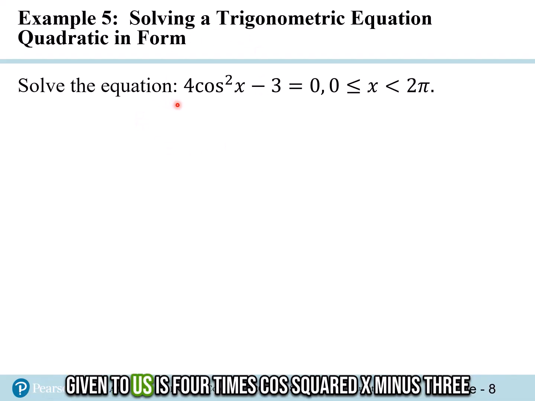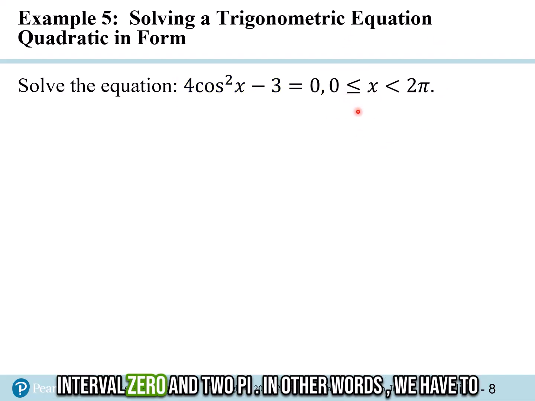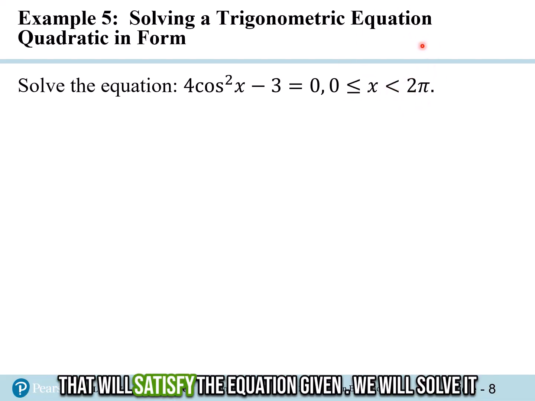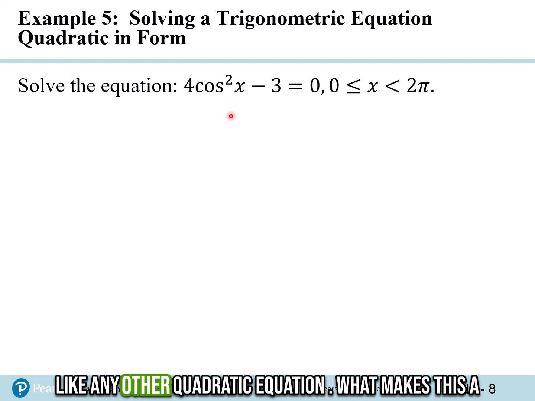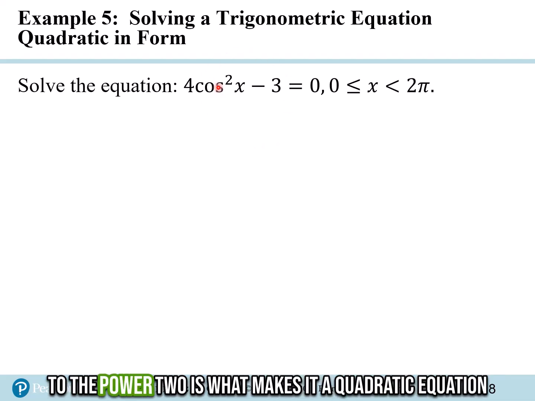The equation given to us is 4 times cos squared x minus 3 equal to 0, and we have to solve for x within the interval 0 and 2 pi. In other words, we have to find all values of x within this interval that will satisfy the equation given. We will solve it like any other quadratic equation. What makes this a quadratic equation? The fact that cos has been raised to the power 2 is what makes it a quadratic equation.